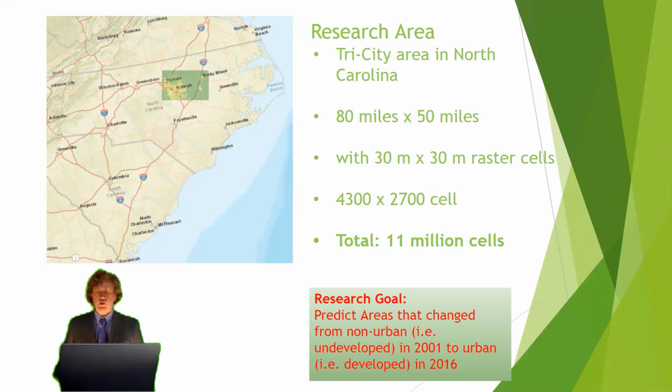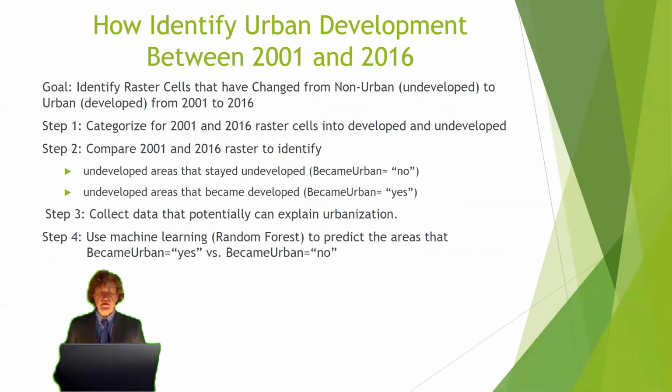The research goal is to predict areas or raster cells that changed from non-urban in 2001 to urban in 2016. The idea behind this is if we have a working prediction model, we can use the same model to predict the future. Our approach follows 4 steps.